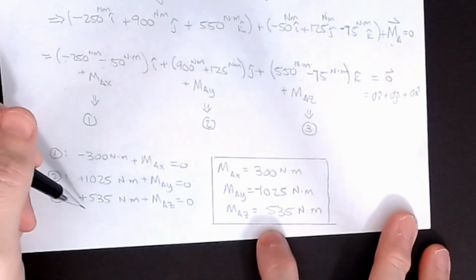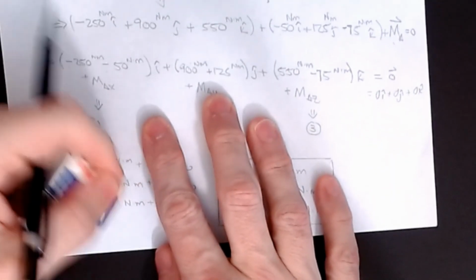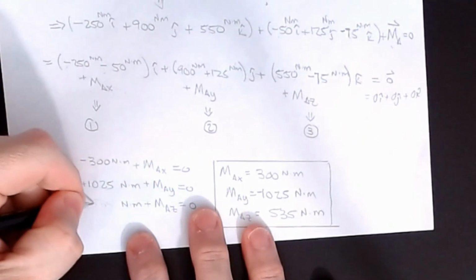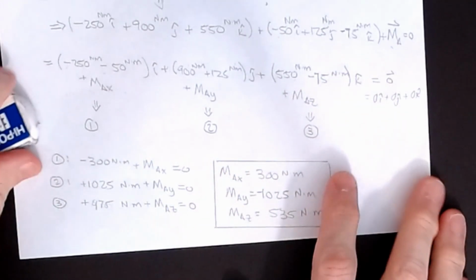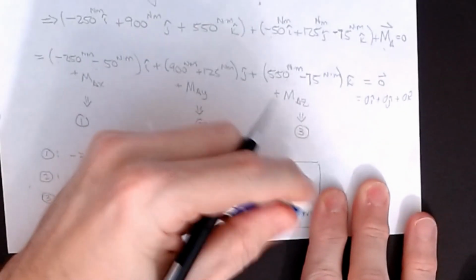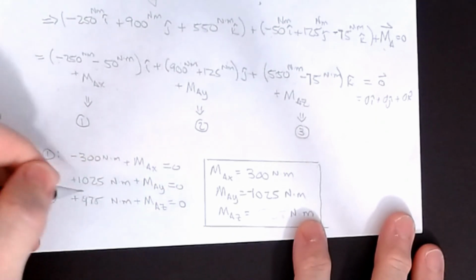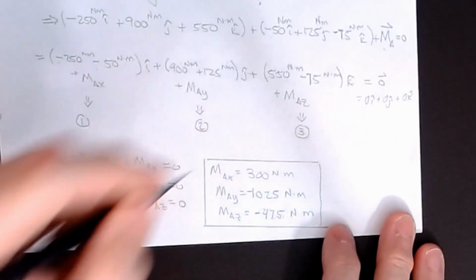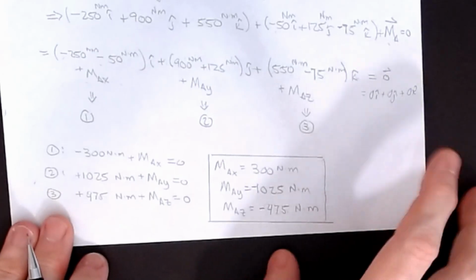And then MAZ is the one that changed a little bit. Instead of being 535, we're going to change that number to plus 475. That's just the math that was inside of here. And this number is going to change as well. So plus 475 newton meters plus MAZ equals 0. This guy is a minus 475 newton meters. And that's all there is to it. The math is long, but it's not hard, and the hardest part is getting it to here.